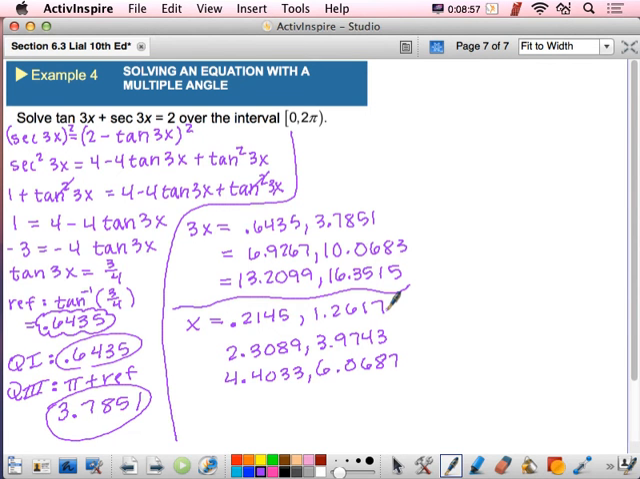Okay, did anybody check the first one yet? 0.2145? You need to be in radian mode. The first one works, okay. Because the first one works, that means everything that was generated from it will also work. So the good news is you only have to check that first revolution there, okay? So if we check 0.2145, the 2 that we added 2 pi to get from it, they will also work.